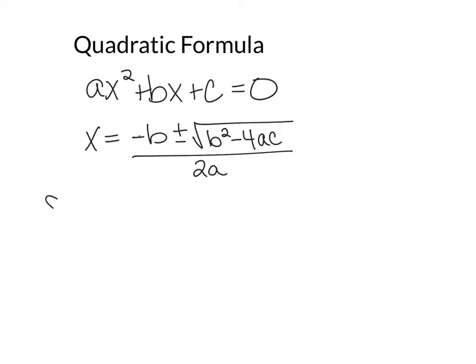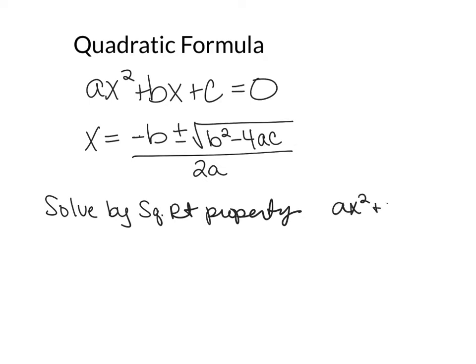Okay, we have solve by square root property. That's if it's in the form ax squared plus c equals 0, or a times (x minus h) squared plus k equals 0, or something. If it's in these two forms, vertex form or no b term, then the square root property is great. Solve by factoring is the fastest if it's factorable.